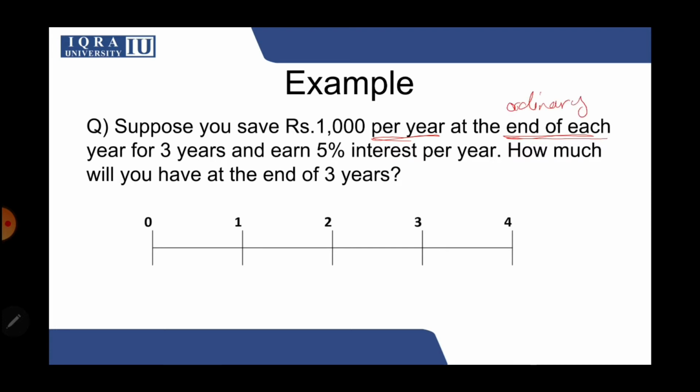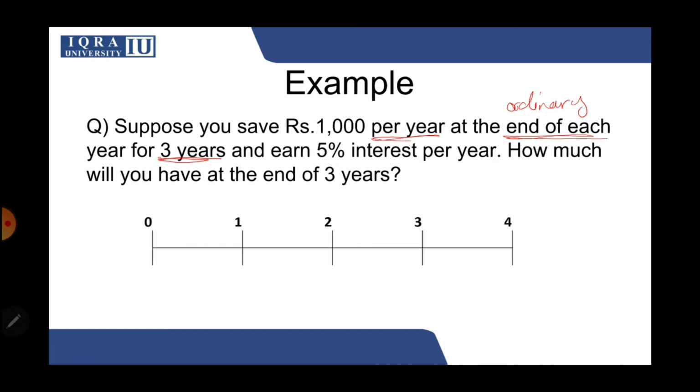But you cannot be completely sure, because you need to check the third characteristic. Do you know when the payment is going to end? Let's read ahead. Per year at the end of each year for 3 years. So you know that you are depositing the amount for 3 years. The defined time limit is there as well. So all three characteristics are now present.